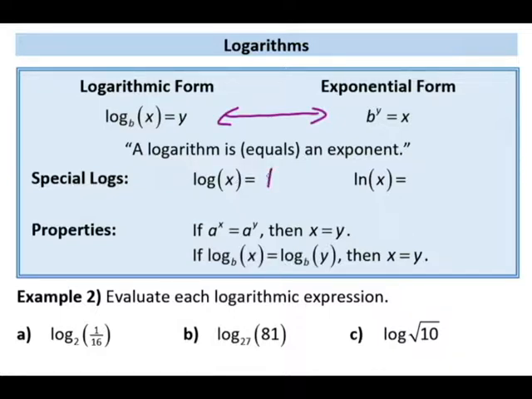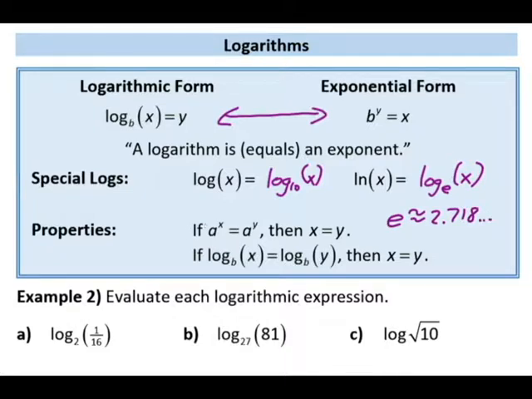We have special bases. If no base is specified, we use base 10. That's called a common log. Ln is the natural log. That's log with a base of e. E is an irrational number that's approximately equal to 2.7.